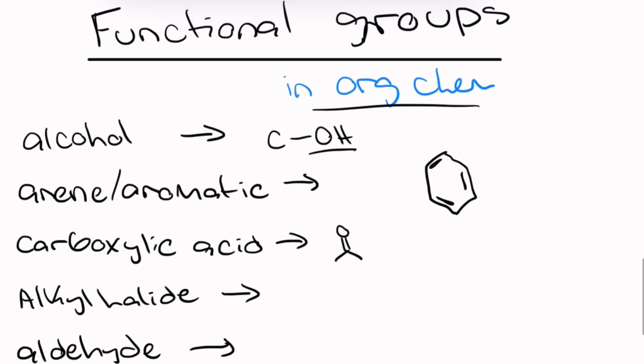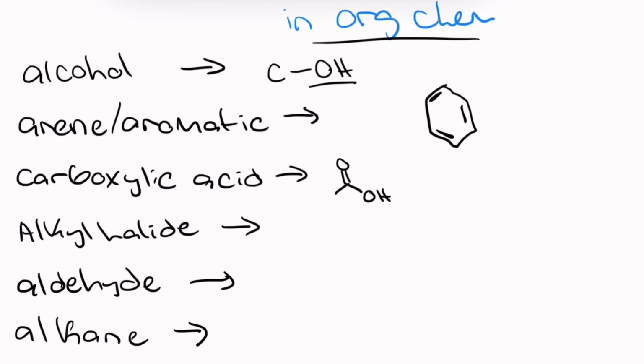Carboxylic acid is when a double bond O is connected to a single carbon connected to a regular OH. Alkyl or alkyl halides are like double bond Cl, or whenever you see a halide in there, it's going to be that. So just remember that.